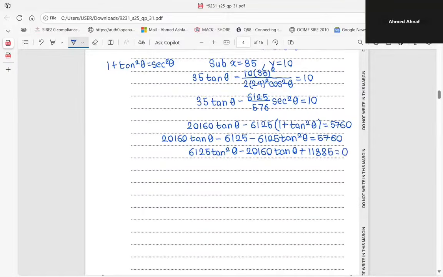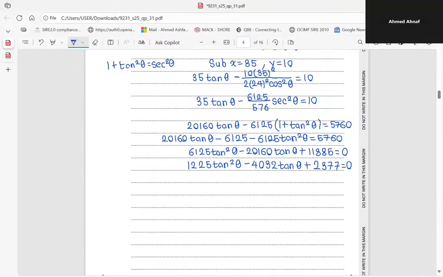Okay, we can probably simplify the coefficients further. Let's try dividing them by 5. Yeah, let's divide all of them by 5. So 1225 tangent squared theta minus 20160 divided by 5, that is 4032 tangent theta plus 11885 divided by 5, that is 2377 equals 0. Okay, let's see if we can simplify these further. Okay, we cannot. Not 7. Not 11. Okay, let's just leave it like this.